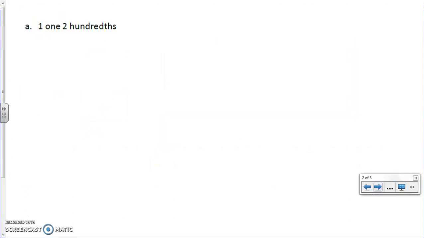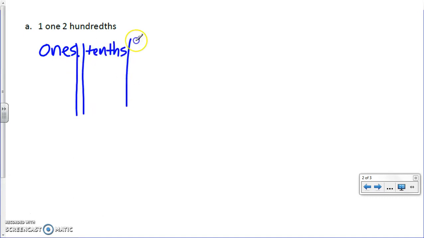Now for the next one, it's actually given to us in words, which makes it much easier for us. So we're going to go ahead and fill in with the place value chart. So ones, tenths, hundredths. Now I just fill in what I have.